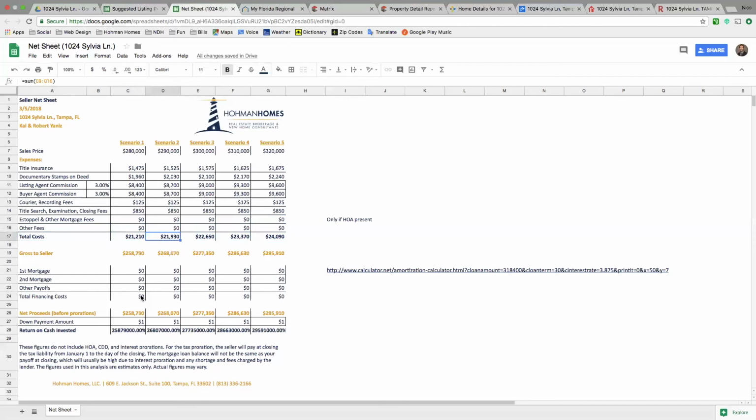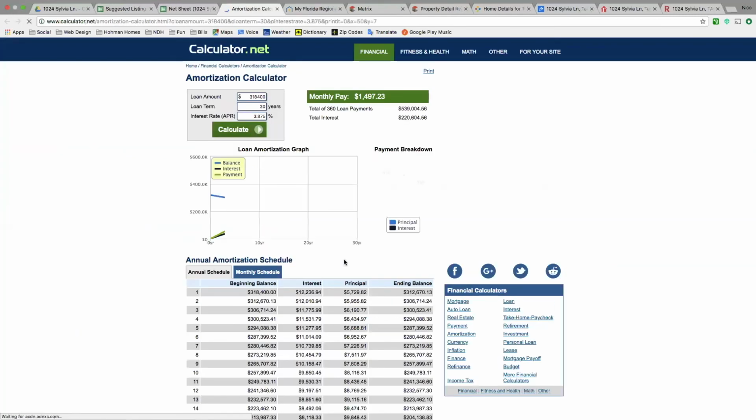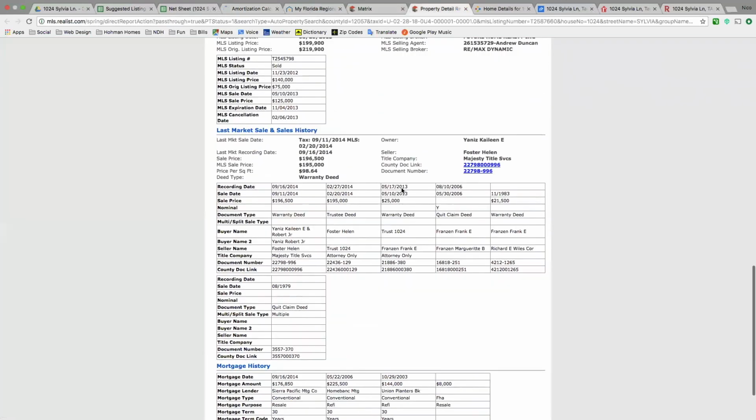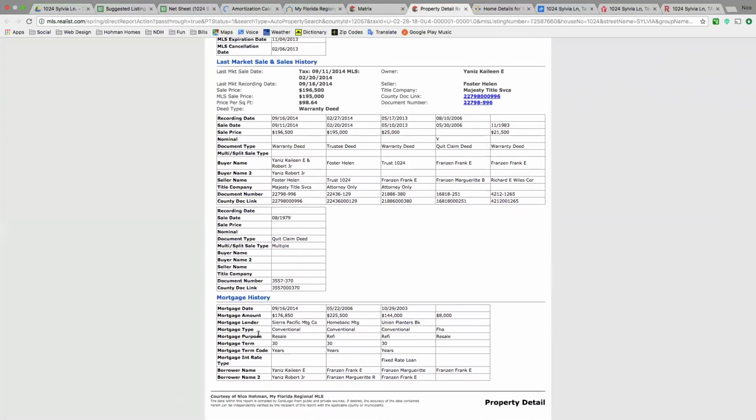And to do that, we need to figure out what the seller's mortgage is and what their down payment was. And to do that, I have a handy dandy link here. So what we're going to do is open that link, and that's going to take us to an amortization calculator. And what we need, in the Realist report, is to figure out what the mortgage history of that property was.